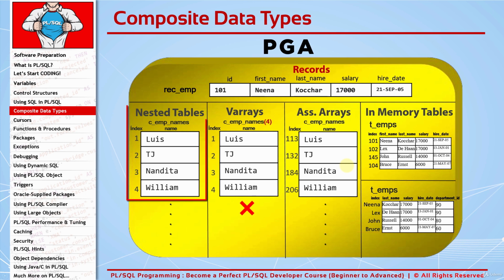We choose nested tables when the values of our indexes are not important, because it will be an incremental value starting from 1. We will choose varrays when we want to do the same thing as with nested tables, but we want it to be bounded. I want this collection to not exceed the specified number of rows. Varrays are bounded, but nested tables are not bounded. This is the only difference between them.